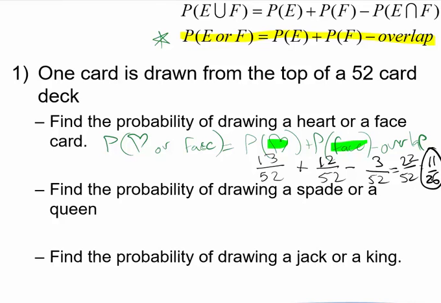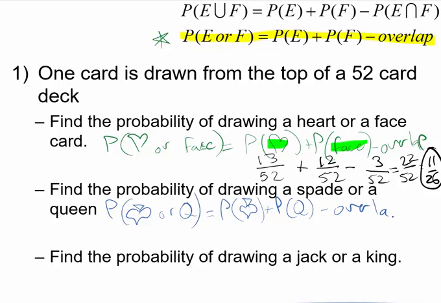Okay, you're free to pause the video, try the next one on your own, but I'm going to start this one here now. So if we want the probability of drawing a spade or a queen, and I will do my best to draw a spade here, they are not my strong suit. So we've got the probability of a spade or a queen is equal to the probability we draw a spade plus the individual probability that we draw a queen minus the overlap.